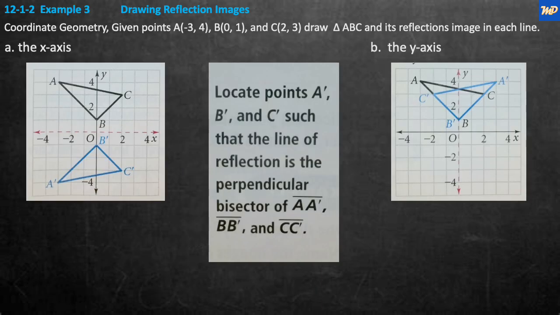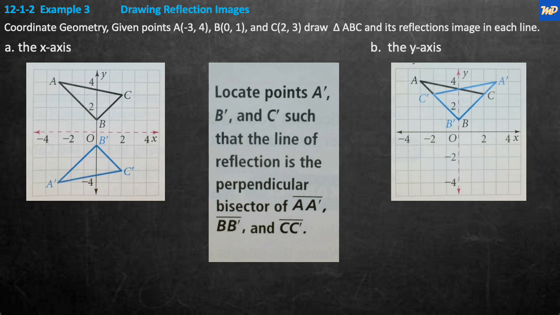Okay. Example 3, drawing reflection images. The x-axis. So now they're talking about flipping across the x-axis, right? So coordinate geometry. Given the points A is equal to -3, 4, B is 0, 1. Those are the points on the graph. C is 2, 3. Draw the triangle ABC and its reflection image in each line.